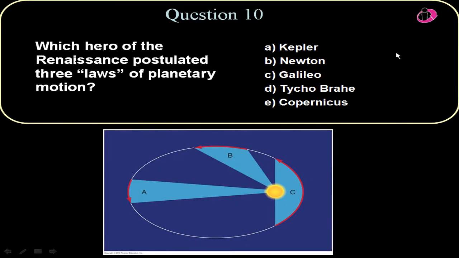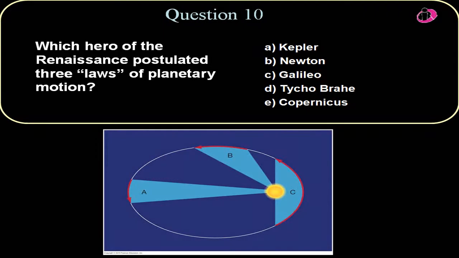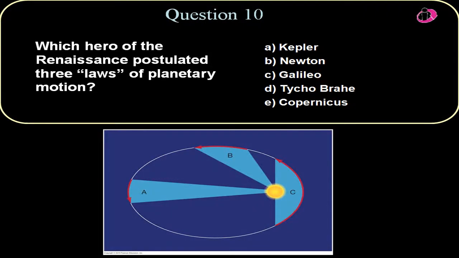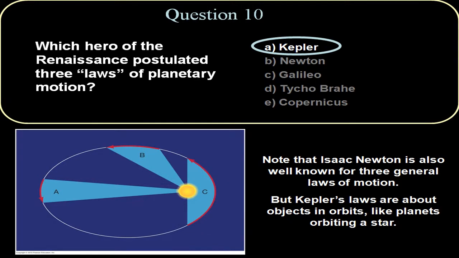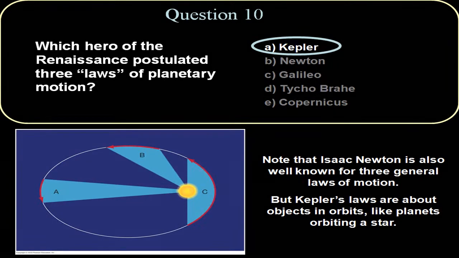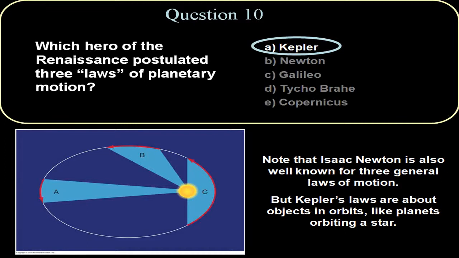Question 10. Which hero of the Renaissance postulated 3 laws of planetary motion? The 3 laws of planetary motion, based on the data of Tycho Brahe, were developed by his apprentice, Johannes Kepler. And then Isaac Newton used that empirical data, those rough results, to help him formulate his 3 laws of motion and his gravitational law. So it was Kepler who came up with these empirical laws of planetary motion.